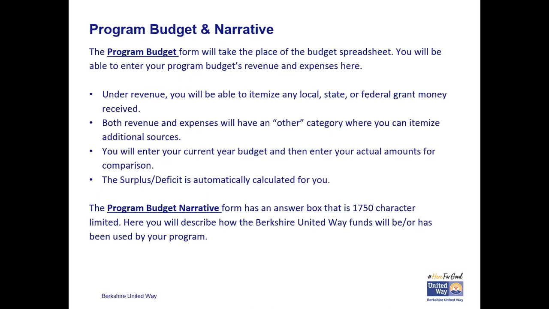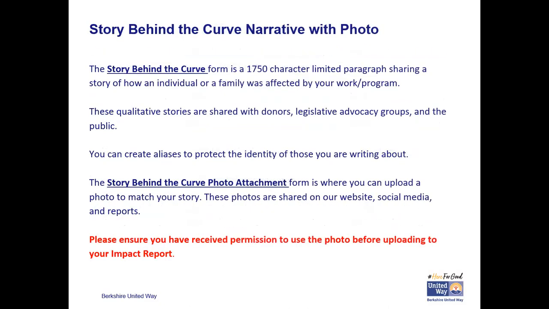Then the next link is a program budget narrative. We at United Way just want to know how these funds are being used in your program. Are they being used for salary lines, program supplies, transportation costs? It's about a half page narrative, about a 1750 character limit. And we'll just want that filled out as well.